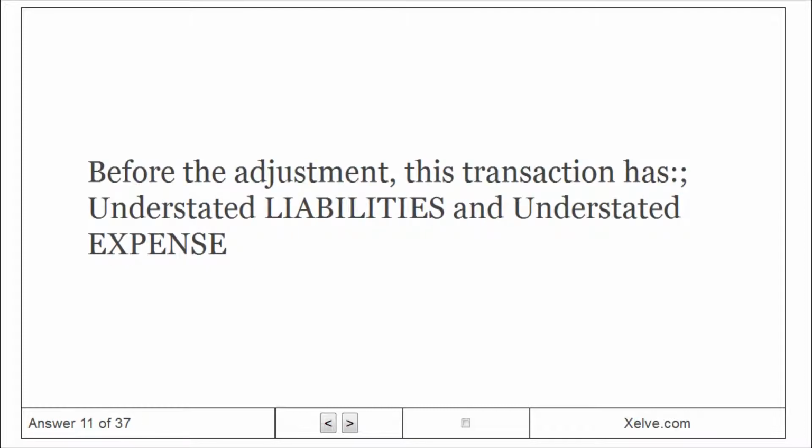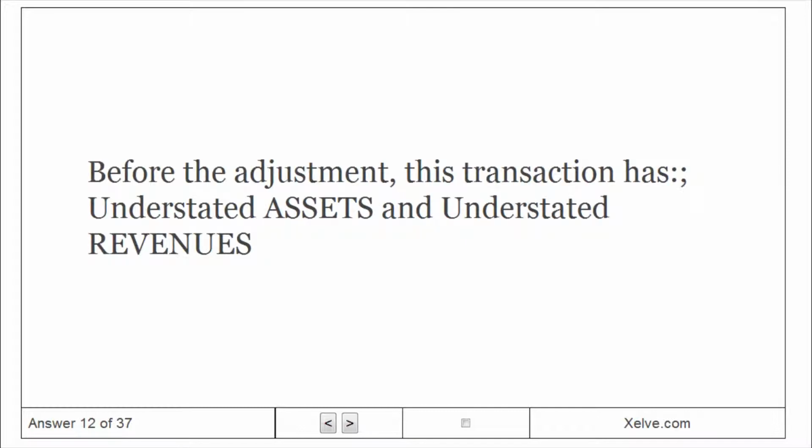Accrued expense: before the adjustment, this transaction has understated liabilities and understated expense. Accrued revenues: before the adjustment, this transaction has understated assets and understated revenues.